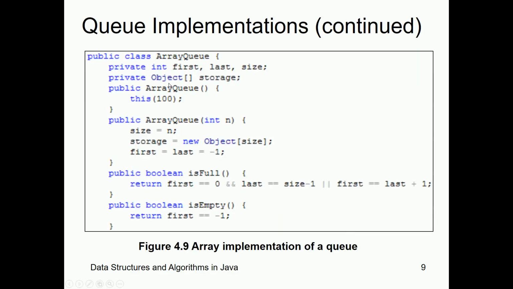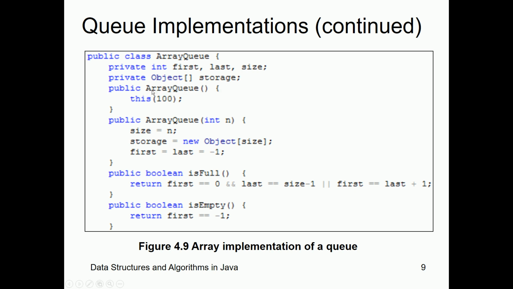So that's an array queue. When you initialize it, you set a size, say 100, and then if needed we can increase it. But this is not an array list implementation. It is an array implementation, because they declare the storage to be an array of objects. It's not an array list.